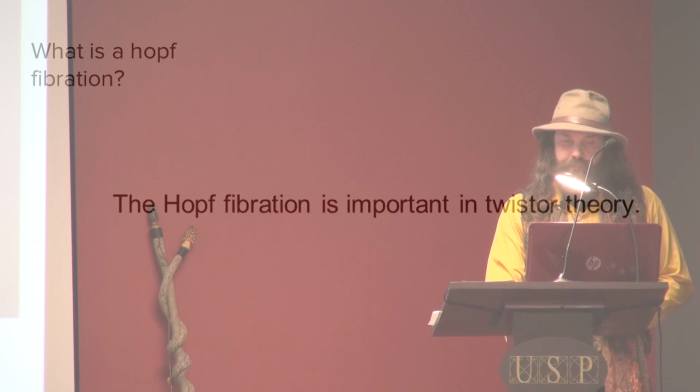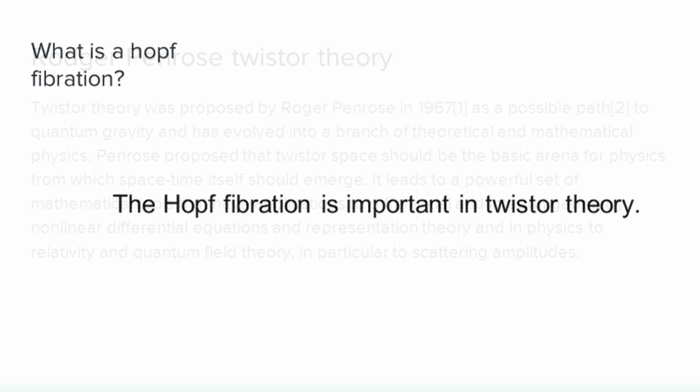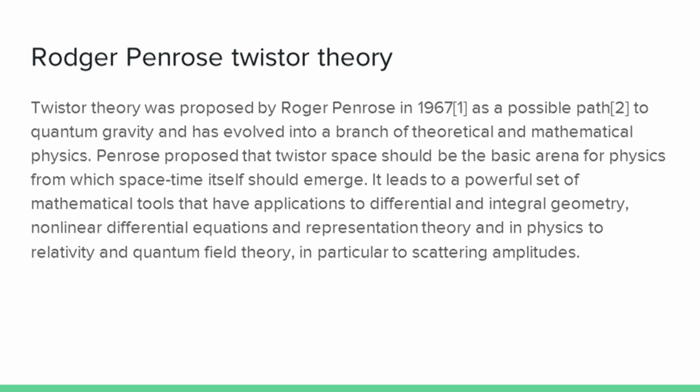The Hopf vibration is extremely important in twistor theory. And twistor theory was proposed by Roger Penrose in 1967 as a possible path to quantum gravity, and has evolved into a branch of theoretical and mathematical physics. Penrose proposed that twistor space should be the basic arena for physics from which space-time itself should emerge. It leads to a powerful set of mathematical tools that have applied to differential and integral geometry, nonlinear differential equations and representation theory, and in physics to relativity and quantum field theory, in particular scattering amplitudes. Now, this blew my mind when I found this last week.